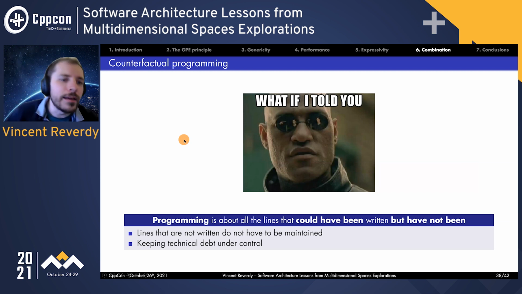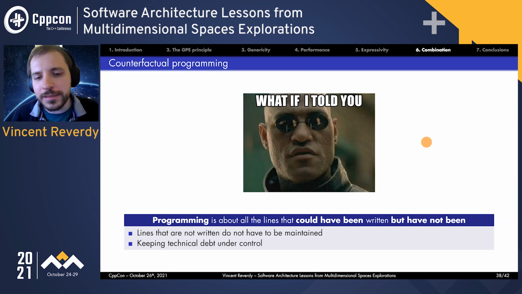And the last thing I would say, once I've said everything that I said, is that programming is about all the lines that could have been written but have not been. A lot of companies try to rate the productivity of people by the number of lines that are written, but regarding software architecture, we should aim for the exact opposite. Because lines that are not written do not have to be maintained, and therefore this is keeping technical debt under control. So every time something is written, the question to raise is what could have been written instead.